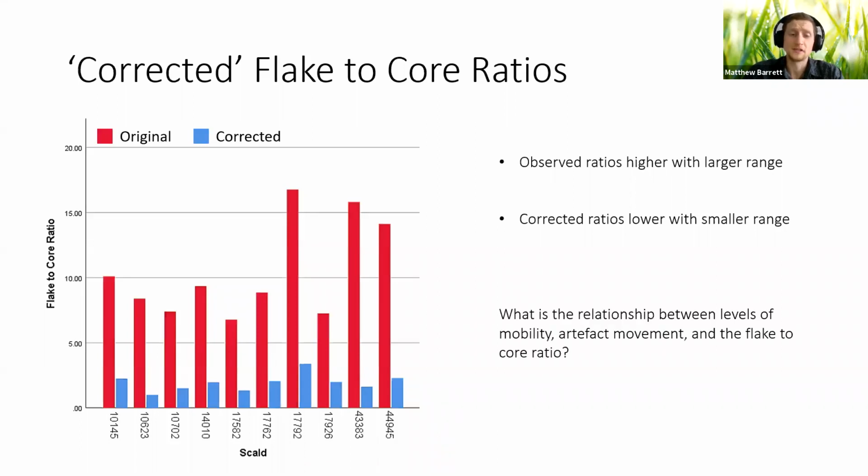Low flake to core ratios then might be explained by the removal of flakes or the addition of cores to an assemblage. But based on the flake to core ratio method alone, it's difficult to tell exactly what kinds of artifacts were moved and what the relationship is between levels of mobility, artifact movement, and the flake to core ratio value. And this is where simulation comes in.